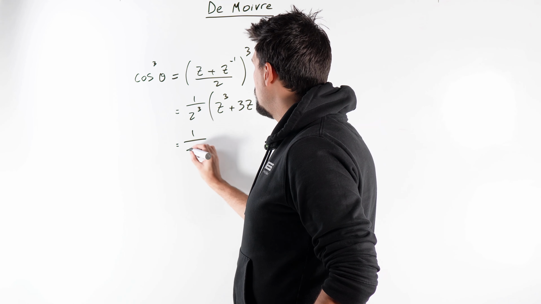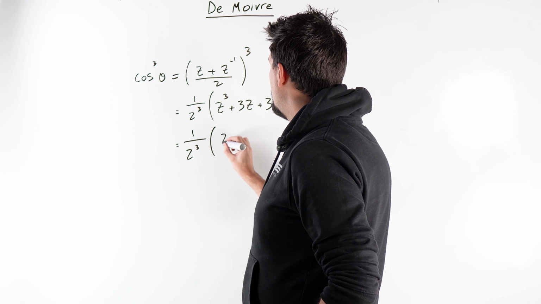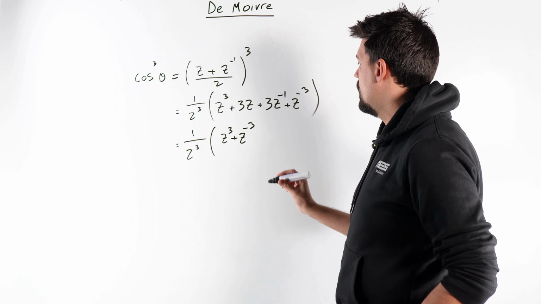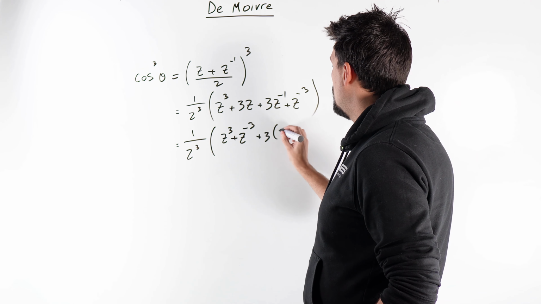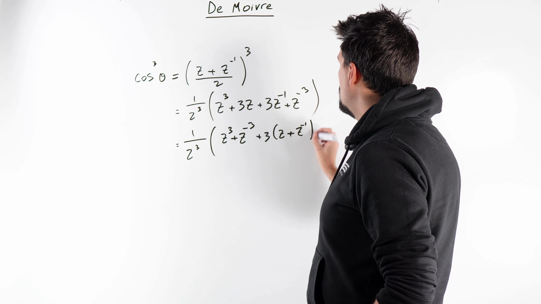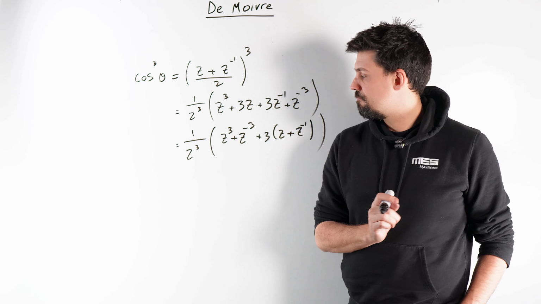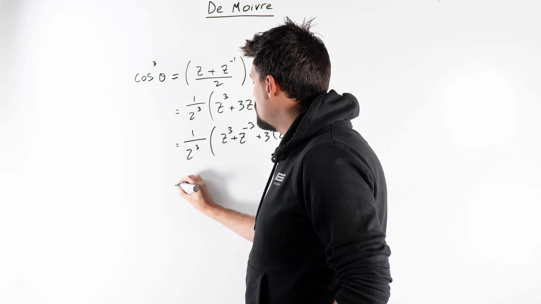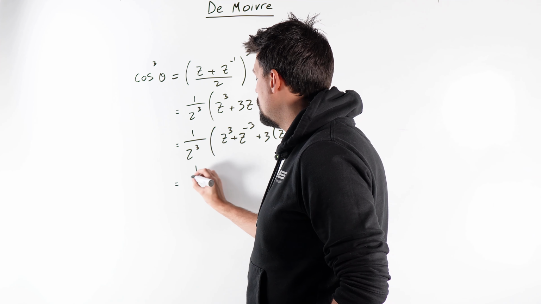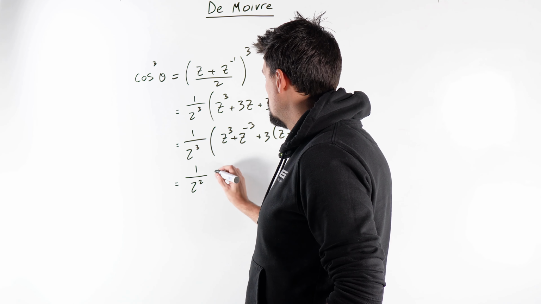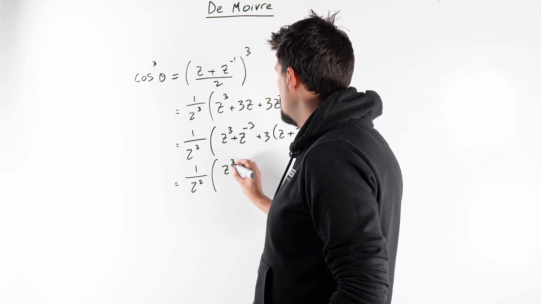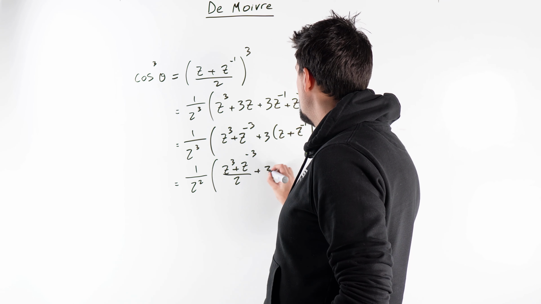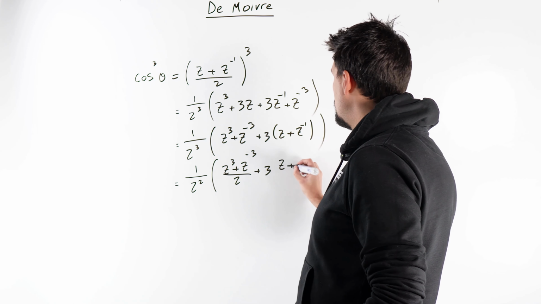So I end up with 1 over 2 cubed, and I end up with z cubed plus z to the minus 3, plus 3 times z plus z to the minus 1. Now what I am going to do is I'm going to steal one of the 2s from here. This is why I kept it as 2 cubed, to get z cubed plus z to the minus 3 over 2, plus 3 times z plus z to the minus 1 over 2.